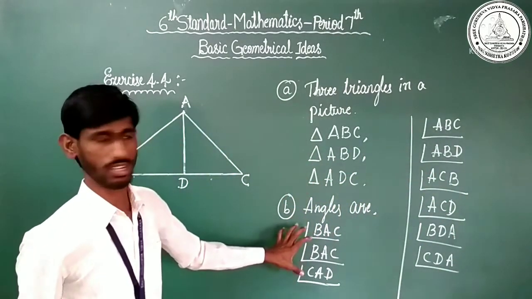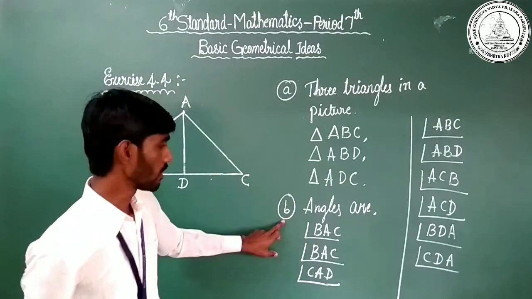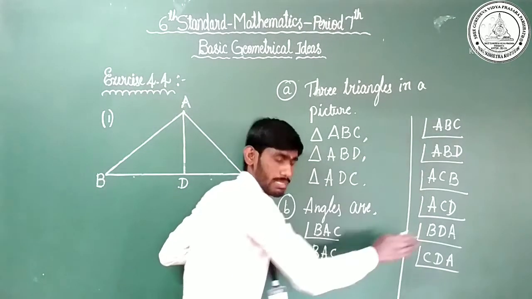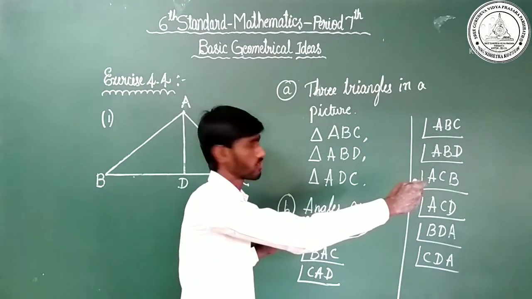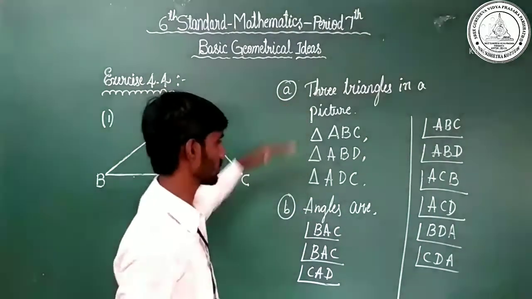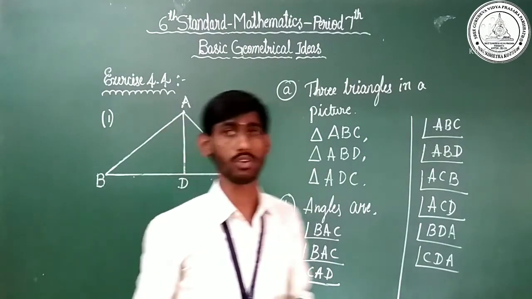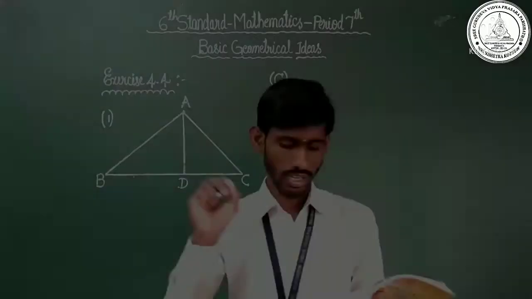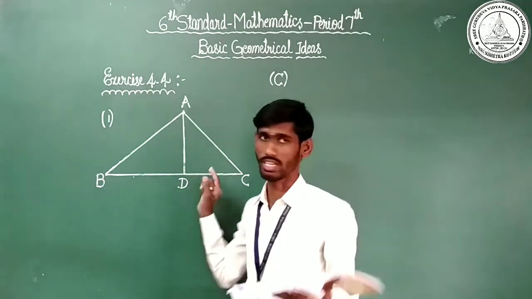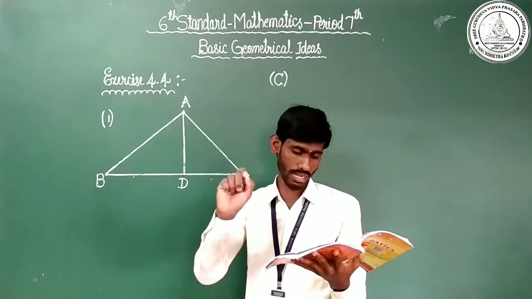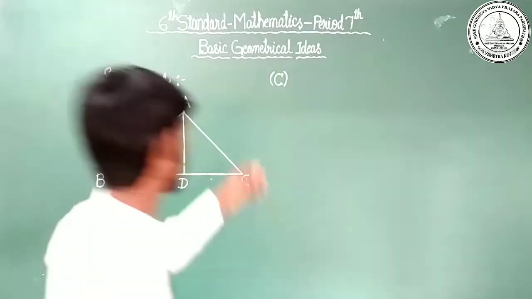This is the complete solution of sub question B. These answers must be written one below the other, not on this side. Are you clear? This is sub question A, this is sub question B. Let us know about sub question C. Write the names of 6 line segments in the given picture. With the help of the picture, we need to find these 6 line segments.